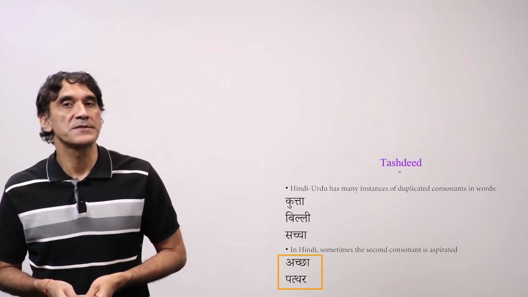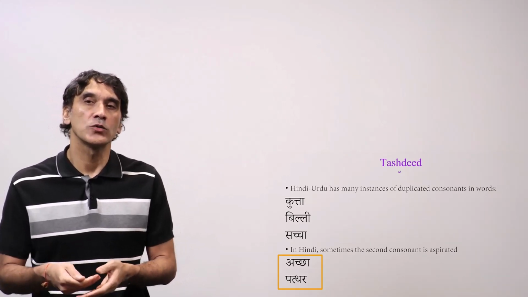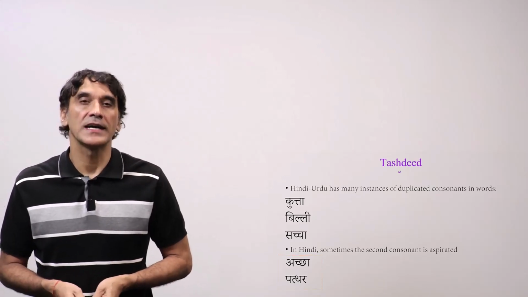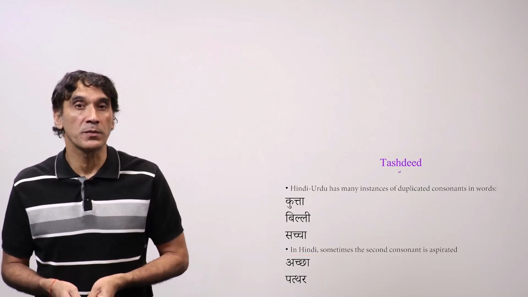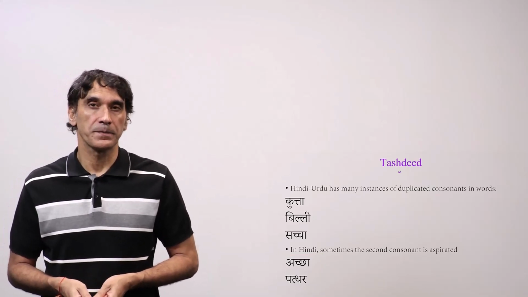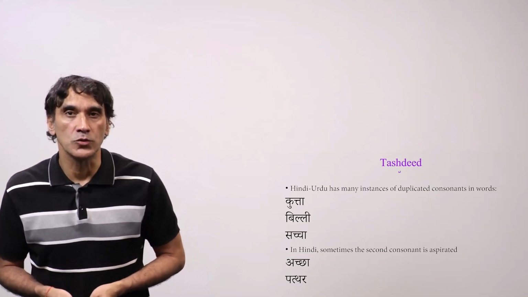In Hindi, sometimes the second consonant is aspirated, for example, acha and pathar. Here too in Urdu, Tashdeed will be written on top of the duplicated letter. In acha, Tashdeed will be written on top of che, and in pathar, it will be written on top of te. Let's take these words in Urdu.